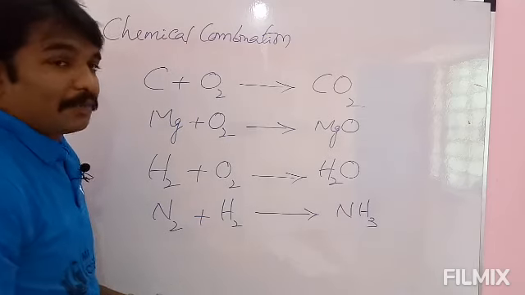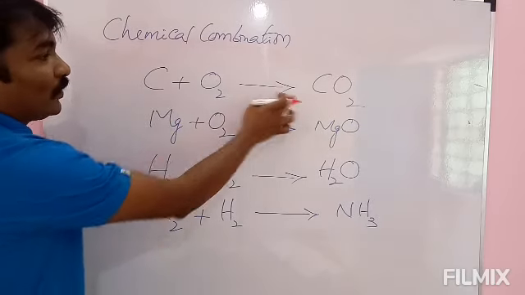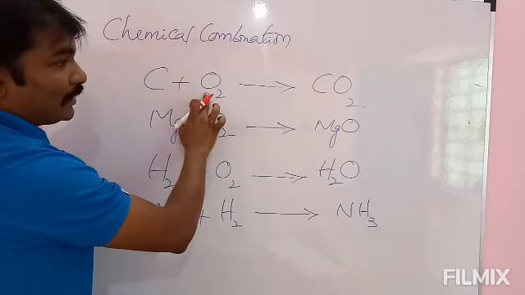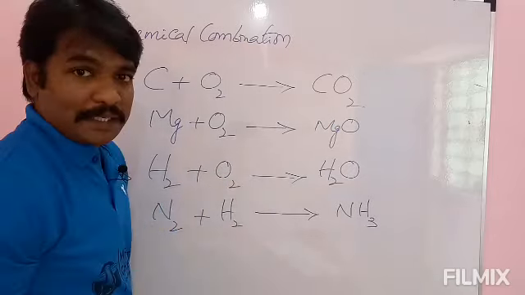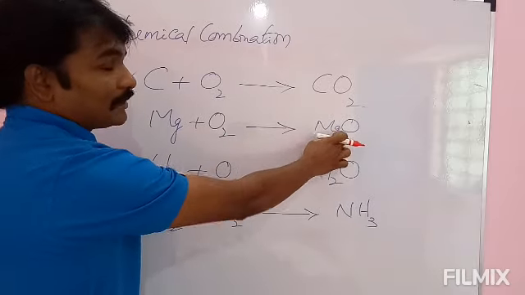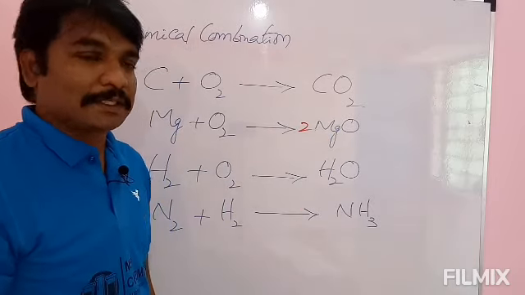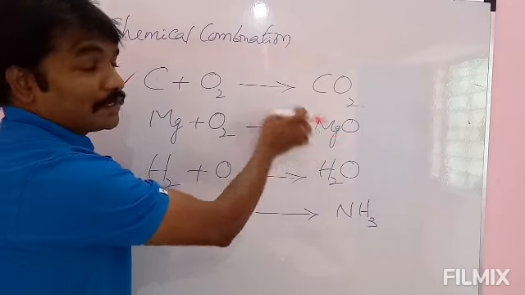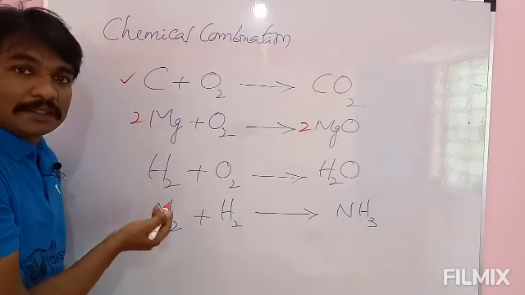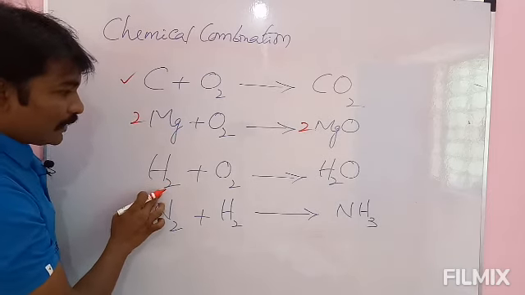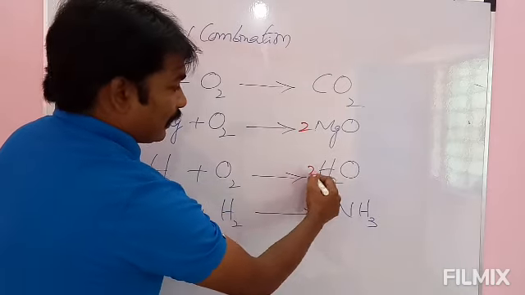Once you check the balanced equations, last class we discussed how to balance the equation. One carbon balanced. Two oxygen atoms balanced. One magnesium atom balanced. Two oxygen atoms, one oxygen atom not balanced. To make it 2, I am writing 2 in front of MgO, magnesium oxide. After writing 2, magnesium atoms change to 2. Here 1 is there, so I am writing 2 to make it 2. Two hydrogen atoms balanced. Two oxygen atoms, one oxygen atom not balanced. I am writing 2 here.